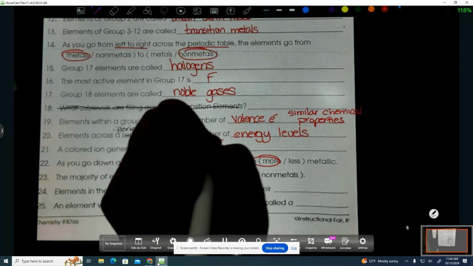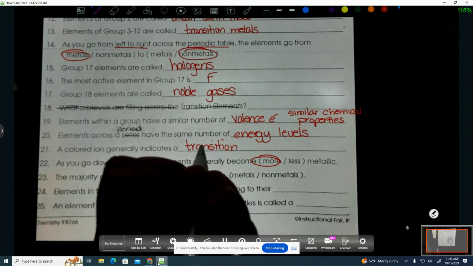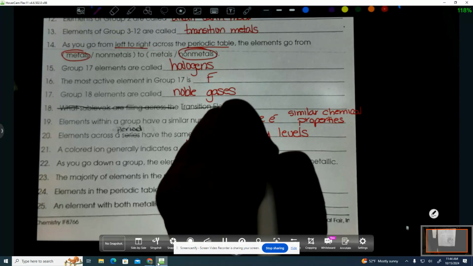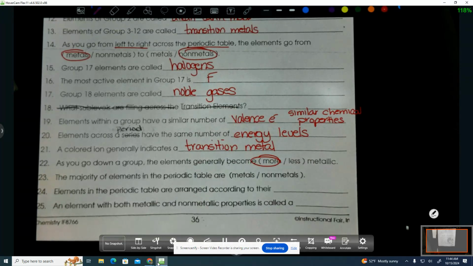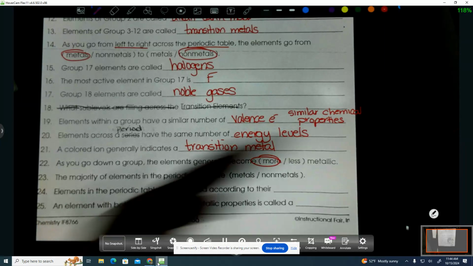A colored ion generally indicates that you have a transition metal. This is not ground and excited state electron configuration I'm talking about. This is when you have a salt that's formed, like iron, regular old iron. If you look at iron, it looks like a metal. It's shiny, it's silver colored. But as soon as it becomes an iron ion, that means it becomes a salt, it's going to be that reddish orange color. Or copper is going to be the green color. Or cobalt is going to be blue. Or manganese, my personal favorite, is purple.